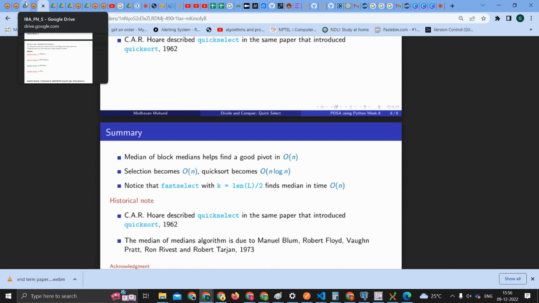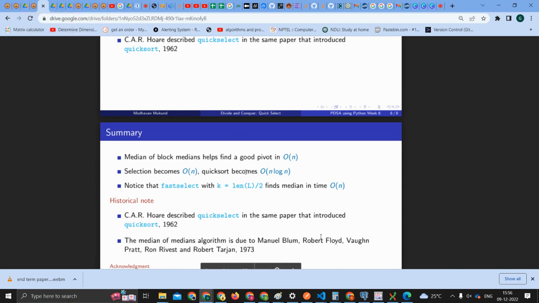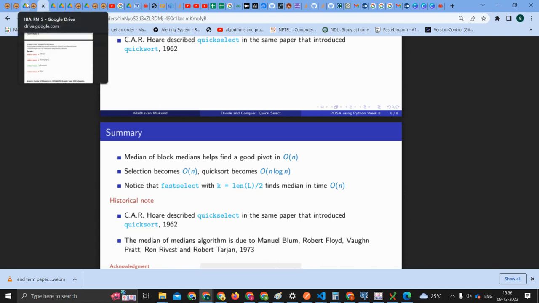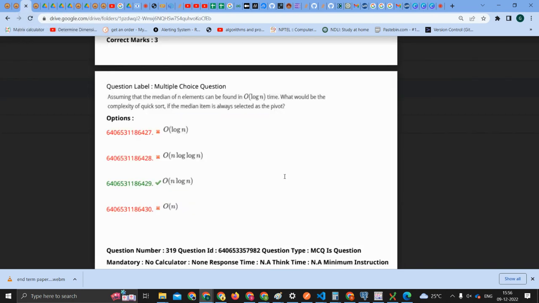Yeah, so what this question is saying is that the worst case complexity for quicksort is n square in the general case. Now they are saying that, in a hypothetical scenario, assuming there is such an algorithm which can give us the median in log n time, then what would be the complexity of quicksort, assuming that we take the median always?